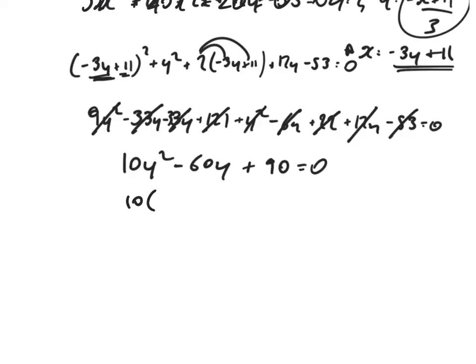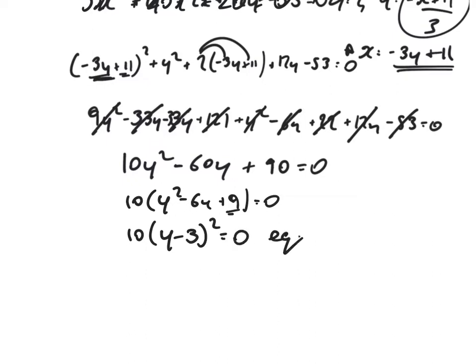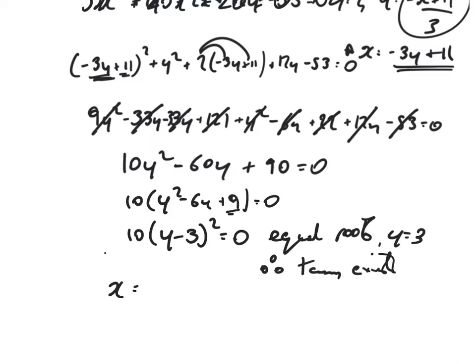Okay, highest common factor of 10. 10 bracket y squared minus 6y plus 9 equals 0. I can then find two numbers that multiply to give 9 and add together to give minus 6: minus 3 and minus 3, so that's 10 bracket y minus 3 all squared is equal to 0. So y equals 3, equal roots, therefore tangency exists.